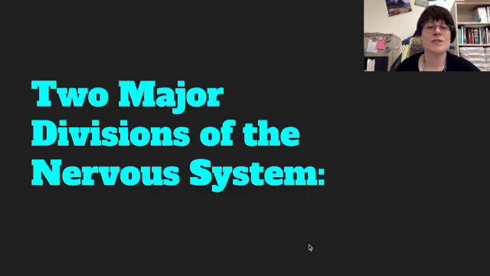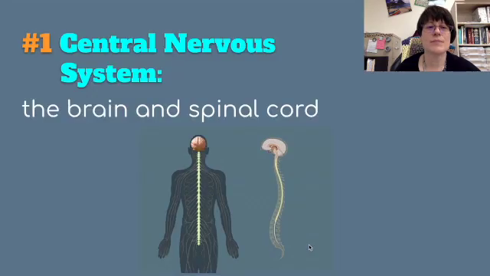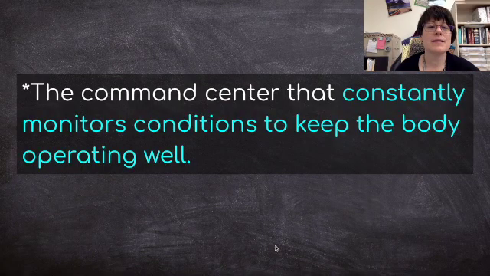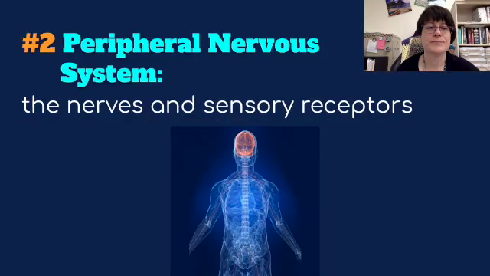So two major divisions of the nervous system are the central nervous system, which includes the brain and the spinal cord. So we see that in these pictures here, the brain and the spinal cord. And this is the command center that constantly monitors conditions to keep the body operating well. The peripheral nervous system includes the nerves and sensory receptors, so it's everything outside of the brain and spinal cord.